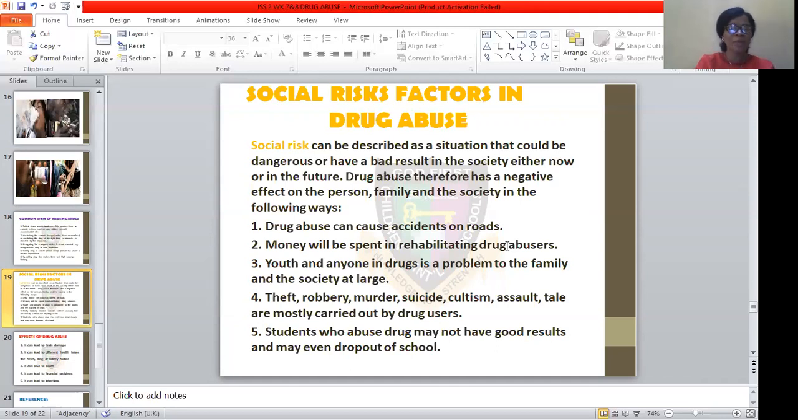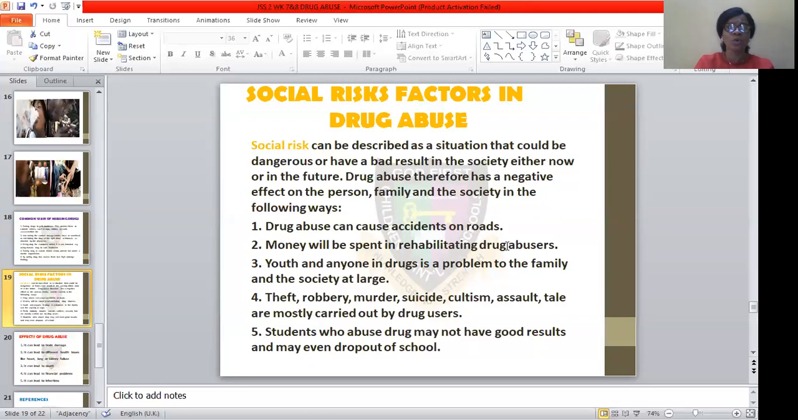Also, theft, robbery, murder, suicide, cultism, assault are mostly carried out by drug users. Yes, it is very true. If you are a drug addict, you just notice that you find yourself in some activities that on a good day you can't do, like raping. Because you are under the influence of drugs, you rape an innocent person, you commit murder, suicide, you'll be seen to be a cultist, you join a gang, even in the neighborhood.